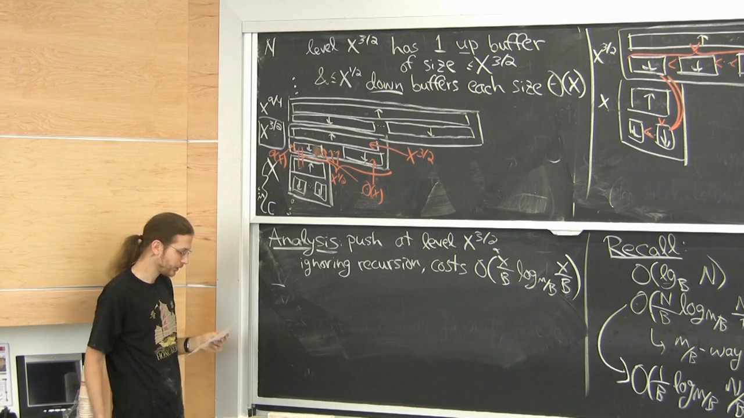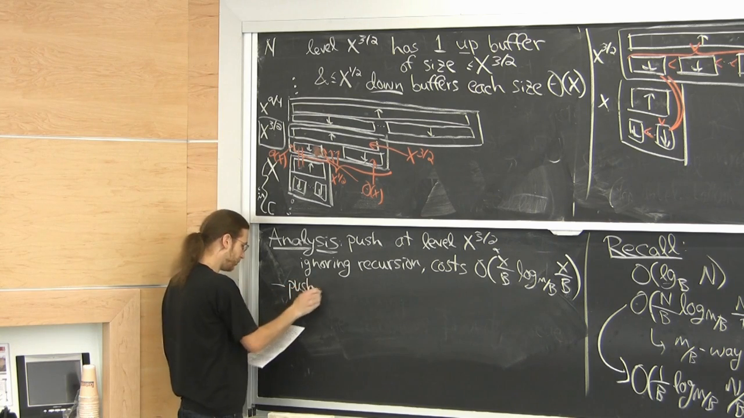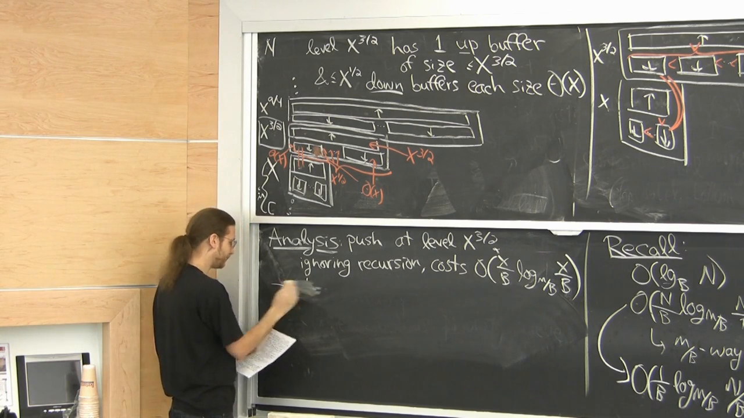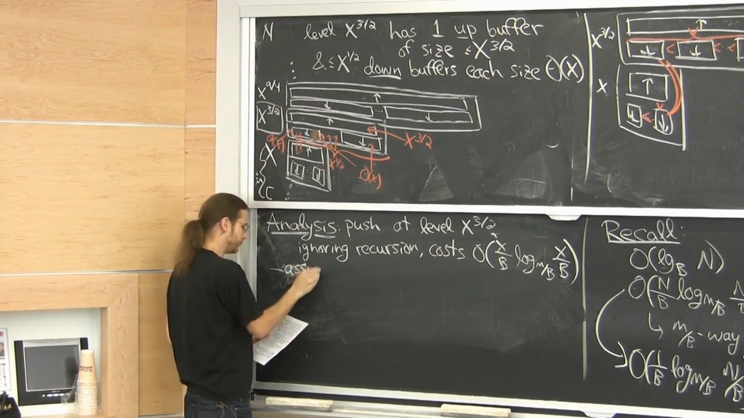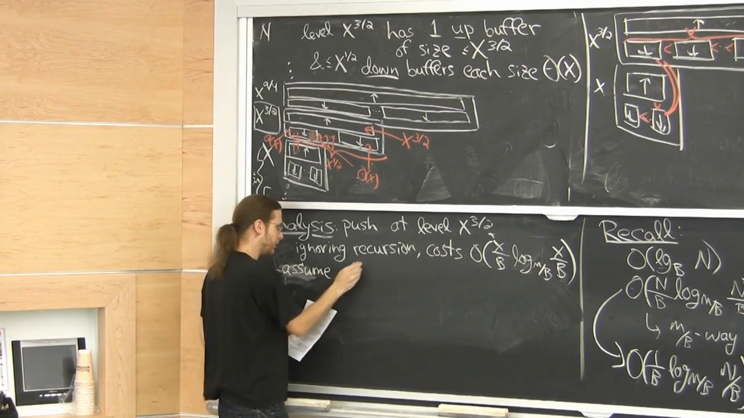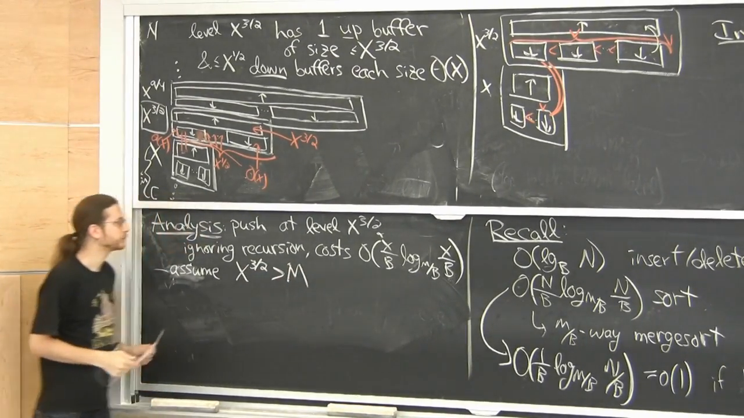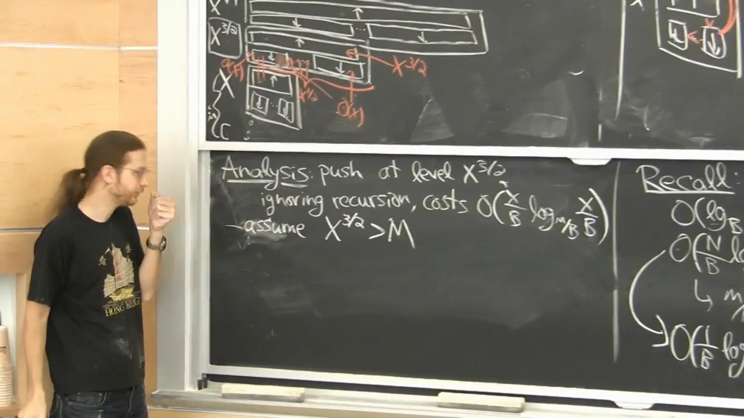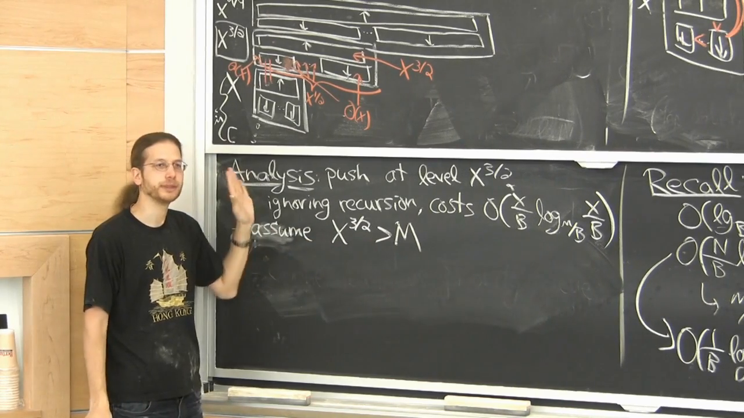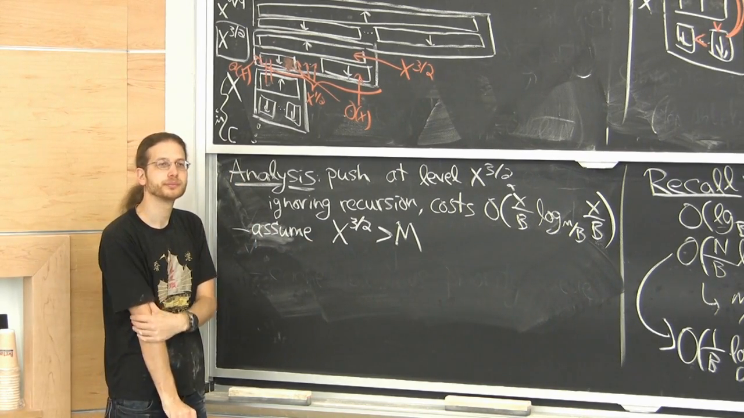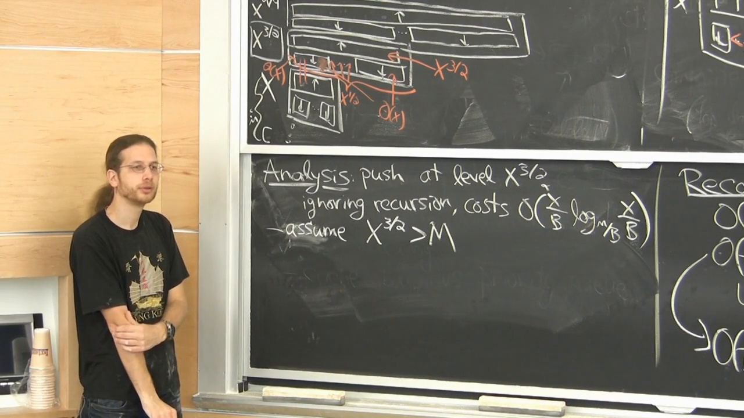But in general, let's look at a push, or let's just assume x to the 3/2 is bigger than m. Okay, because we're looking at a push at level x to the 3/2. And by definition, if it's less than m, it's free. Question? So how can you assume that all of the things below that particular size always stay in cache?